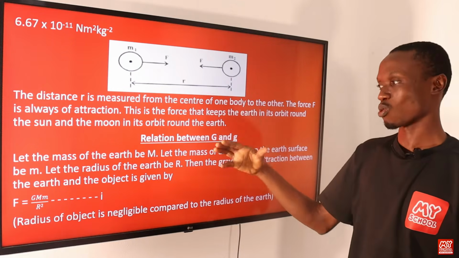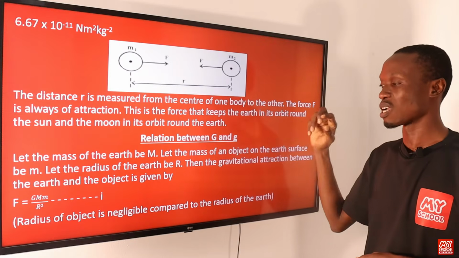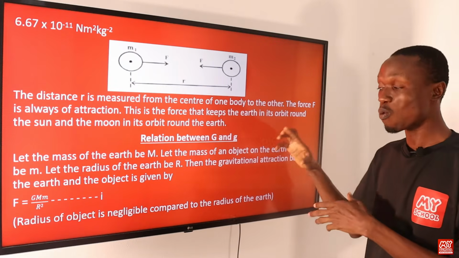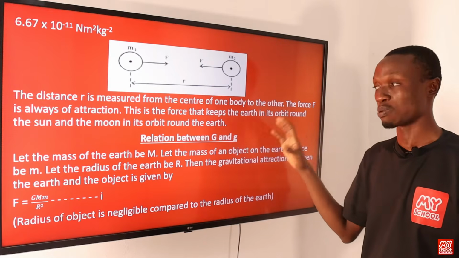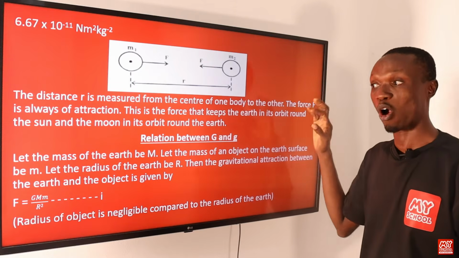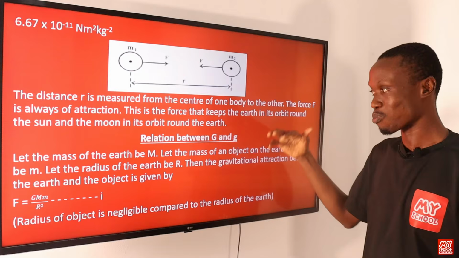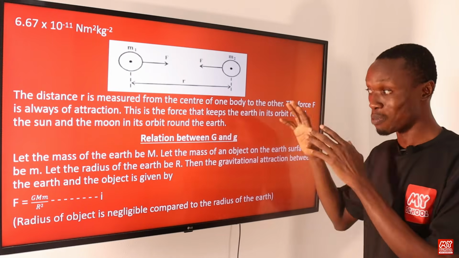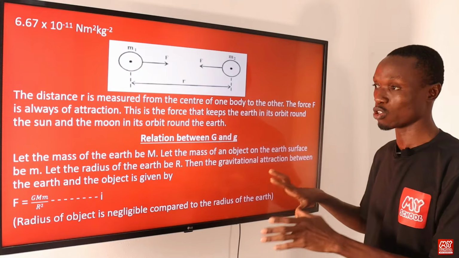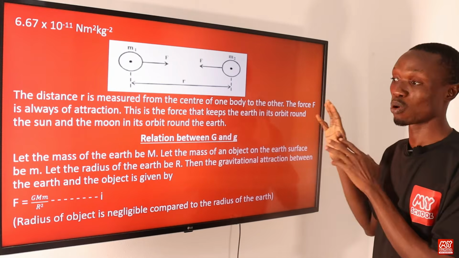So now let's discuss the relationship between capital letter G and small letter g. We've already seen what capital letter G represents. Remember, capital letter G is called the gravitational constant. As the lesson proceeds, we'll also see what small letter g represents. So basically what we want to do now is to show the relationship between capital letter G and small letter g.